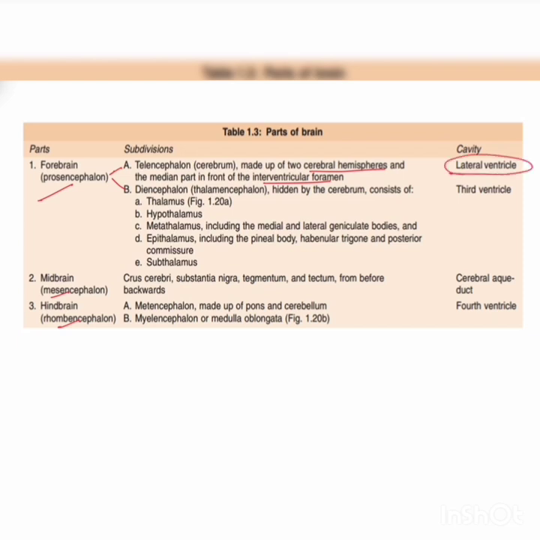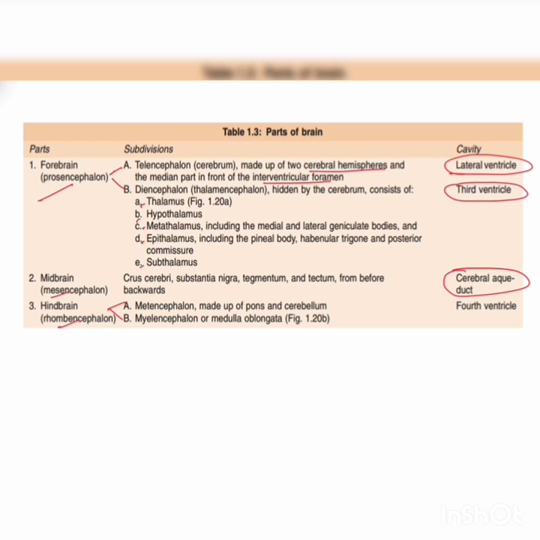The cavity here is lateral ventricle. The diencephalon contains thalamus, hypothalamus, metathalamus, epithalamus and subthalamus. The cavity here is the third ventricle. The midbrain or mesencephalon contains the crus cerebri, substantia nigra, tegmentum, tectum, and the cavity here is cerebral aqueduct.